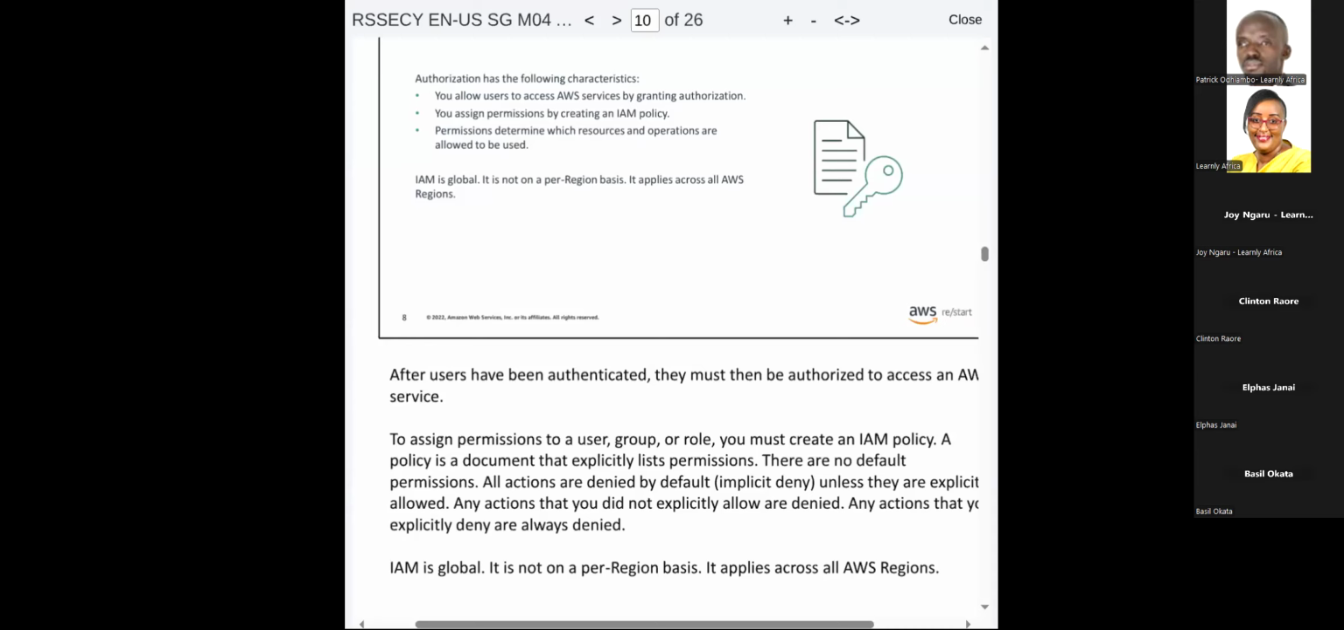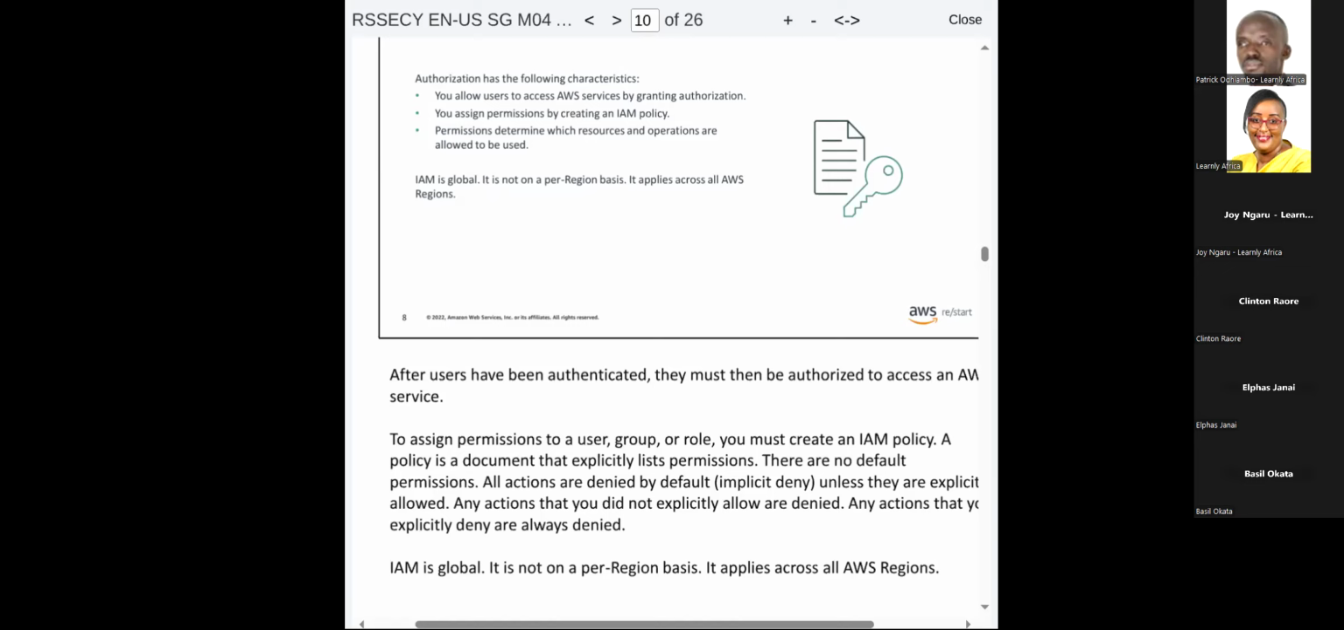About authorization, there are no default permissions. You, as the root, you have to specify them. Or even as the admin, you have to allow or deny. There is no permission that is allowed 100% by default. All actions are denied by default. For the policy, all permissions are denied.